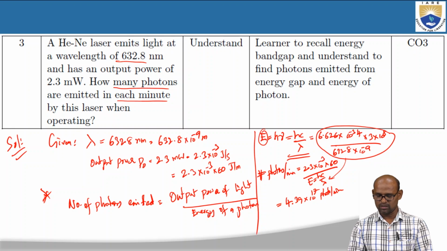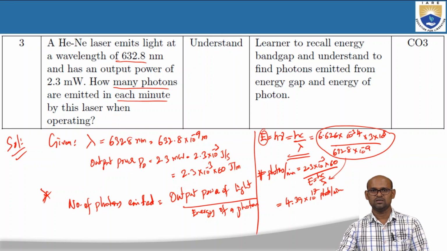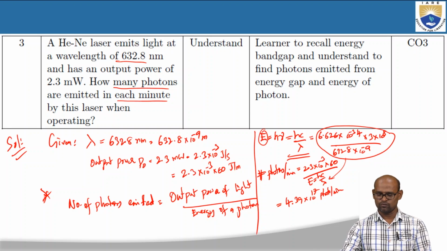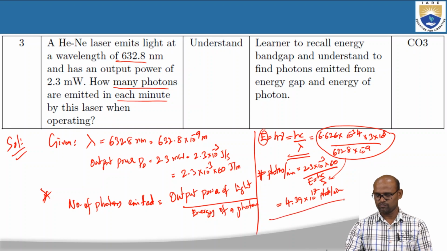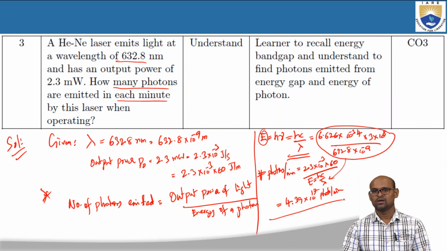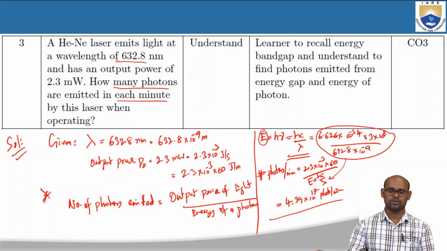And now the energy of each photon we calculate. So total output power of light divided by the energy of each photon will give us the total number of photons emitted per minute in this helium neon laser light having wavelength 632.8 nanometer. So here we found that the number of photons emitted is around 4.39 into 10 power 17 photons per minute. Okay, so that is the solution of this problem.